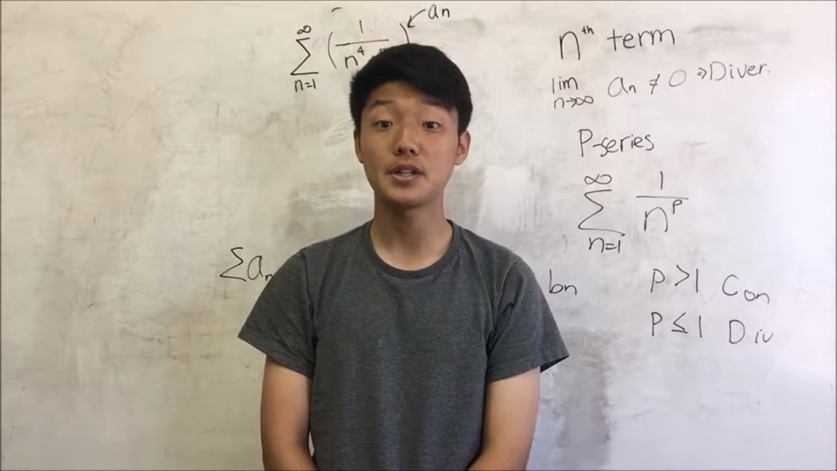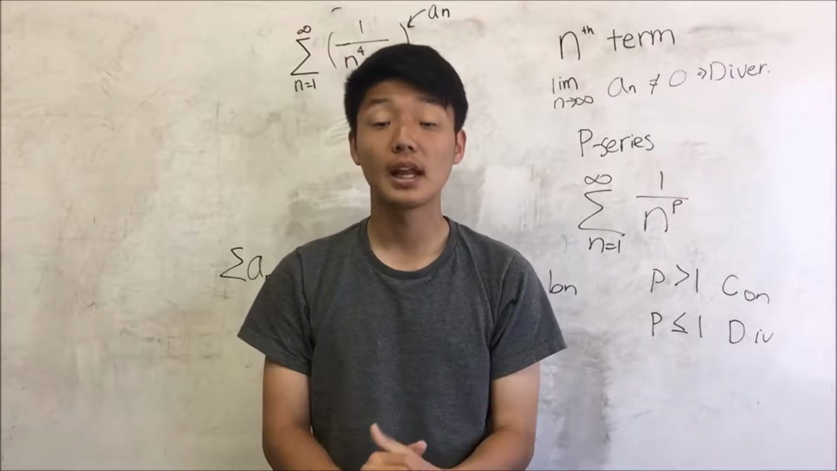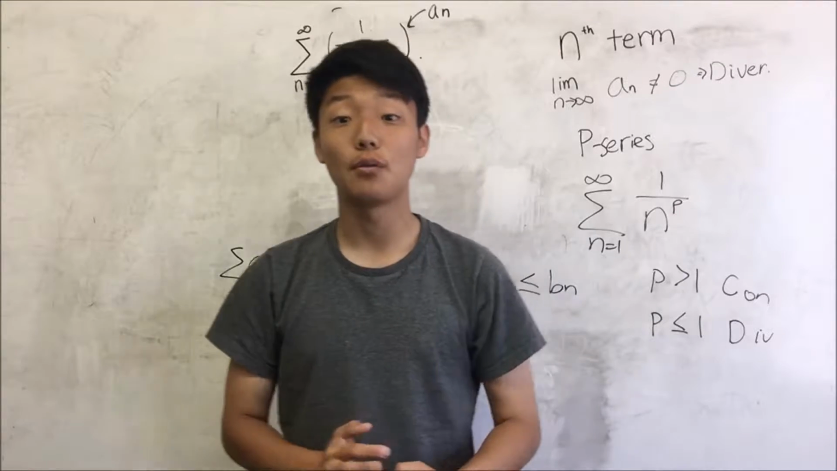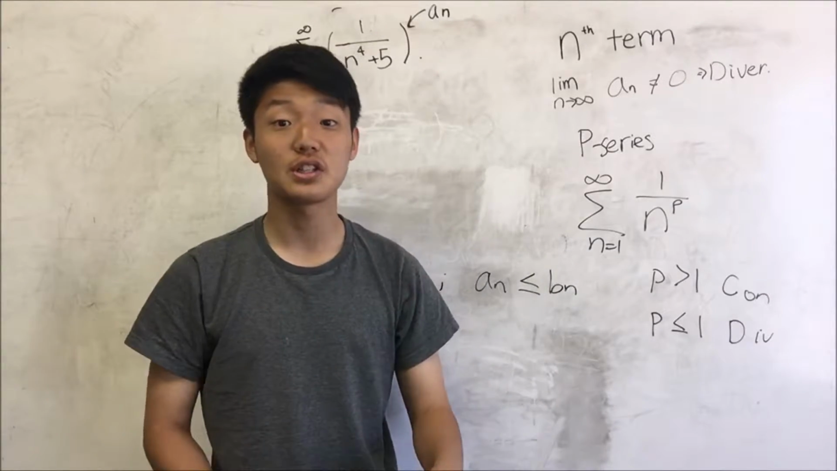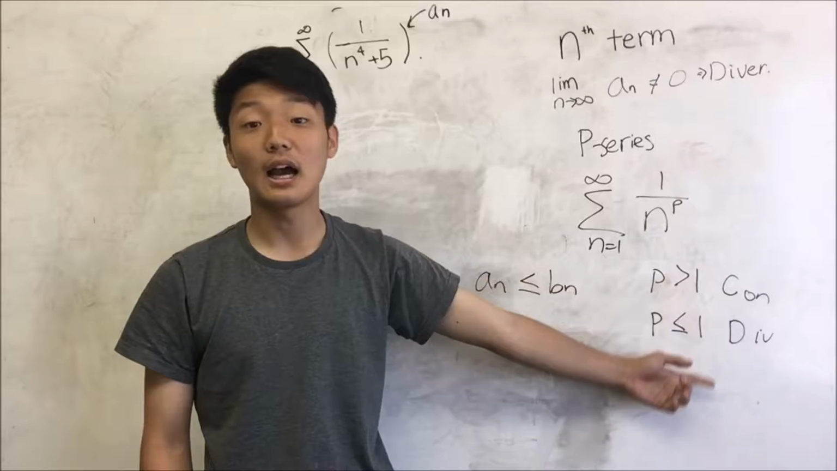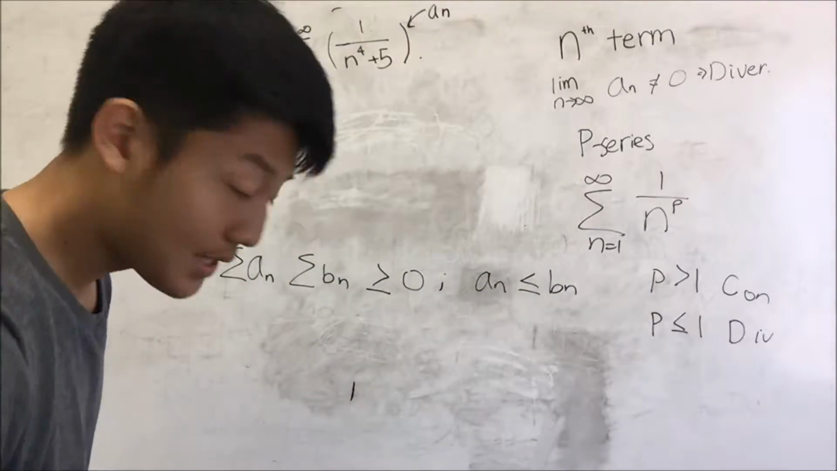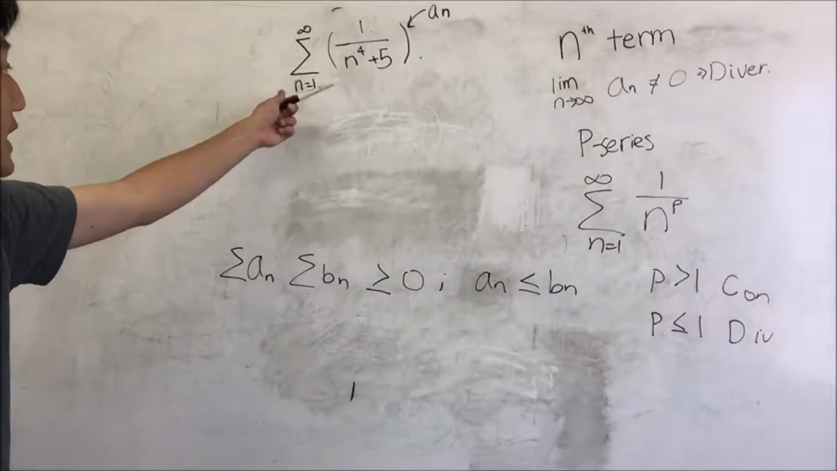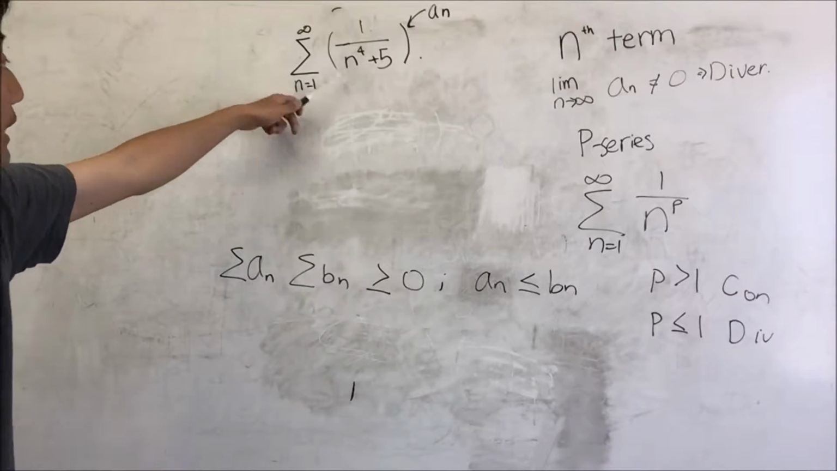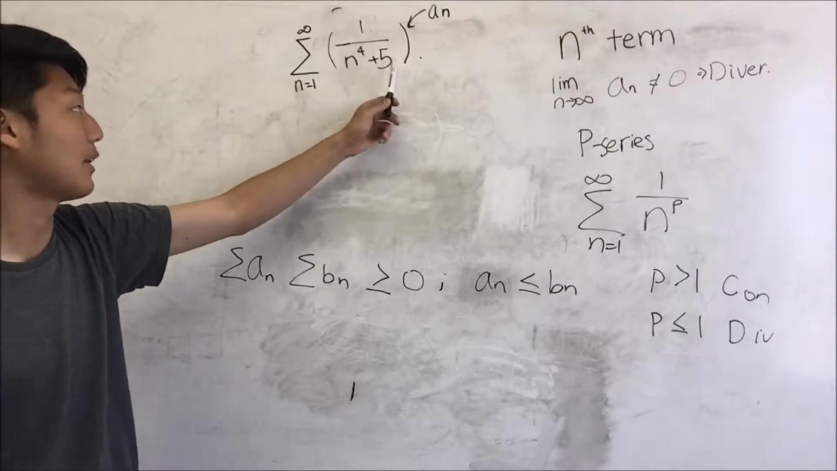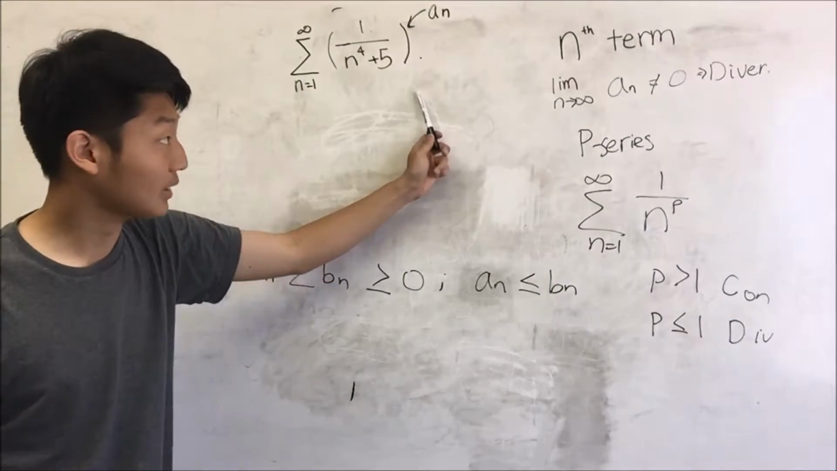Today we're going to talk about a series and its convergence and divergence, and prove if it is convergent or divergent through many theorems and laws. The given series is 1 over n to the 4th plus 5. I named this a_n.